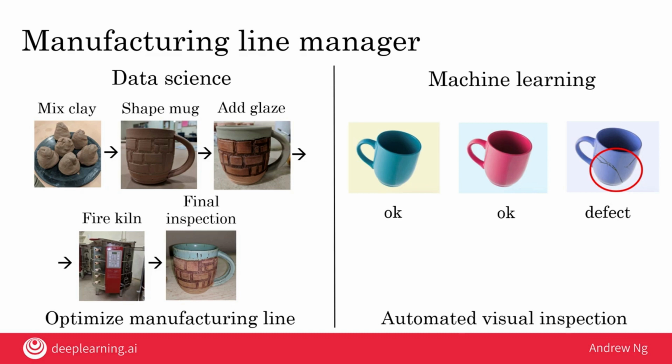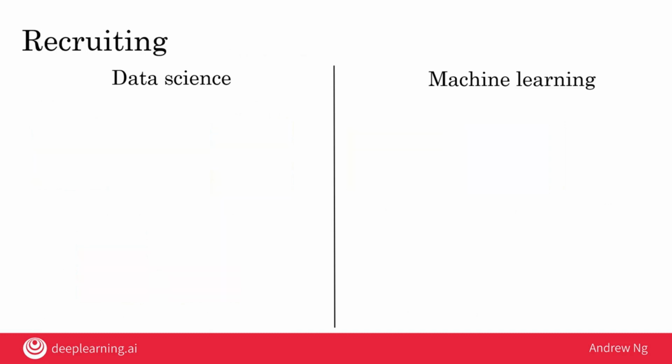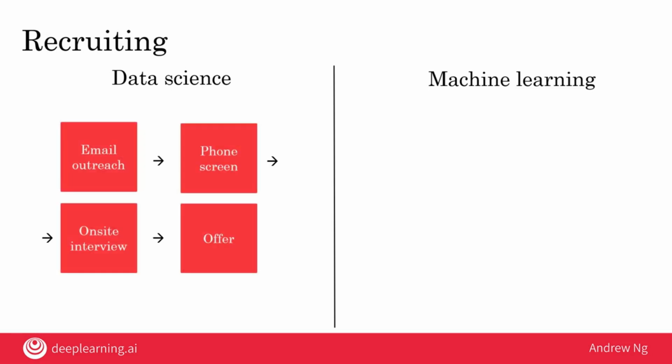This type of automated visual inspection is one of the technologies that I think will have a big impact on manufacturing. This is something I've been working on myself as well. Let's see more examples. How about recruiting? When recruiting someone to join your company, there may be a pretty predictable sequence of steps where your recruiter or someone else would send an email to a candidate, and then you'd have a phone call with them, bring them on site for an interview, and then extend an offer and maybe close the offer. Similar to how data science can be used to optimize a sales funnel, recruiting can also use data science to optimize a recruiting funnel.